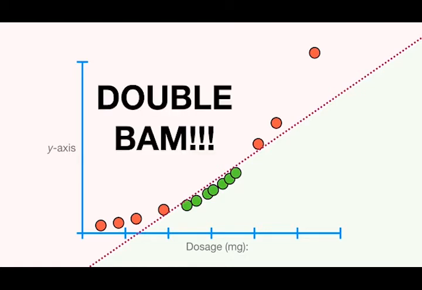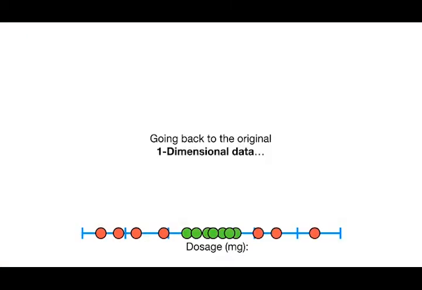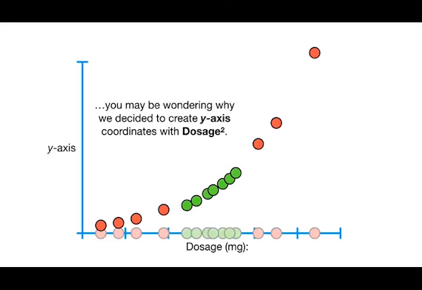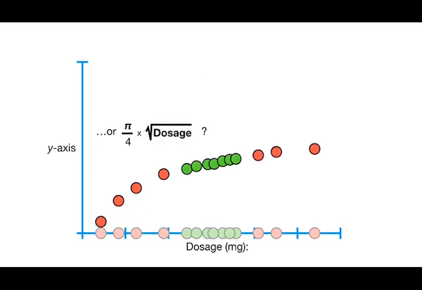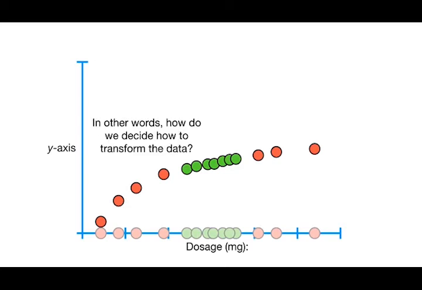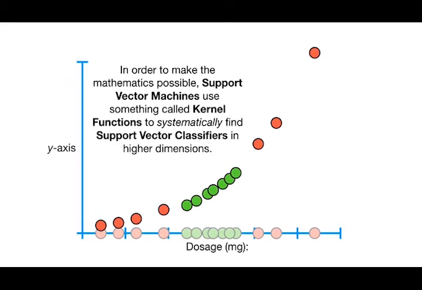Double bam! Going back to the original one-dimensional data, you may be wondering why we decided to create y-axis coordinates with dosage squared. Why not dosage cubed? Or pi divided by 4 times the square root of dosage? In other words, how do we decide how to transform the data?